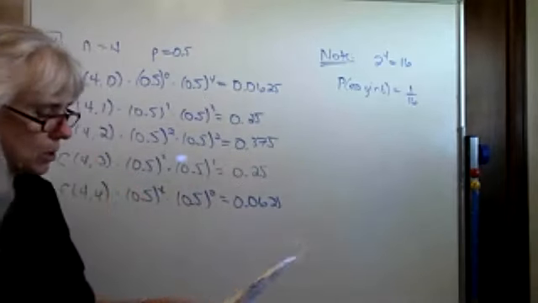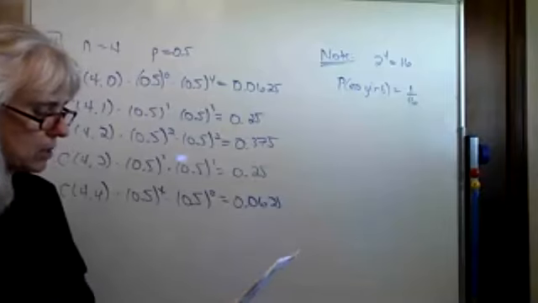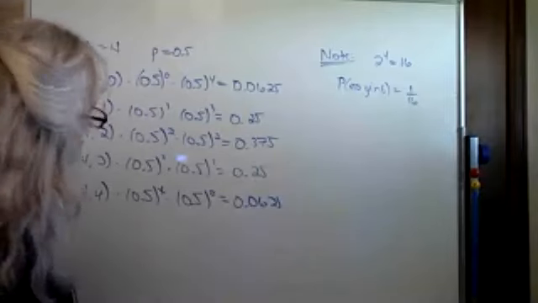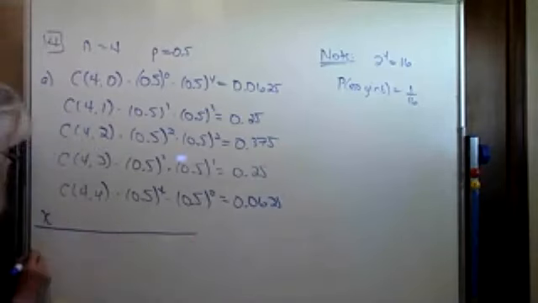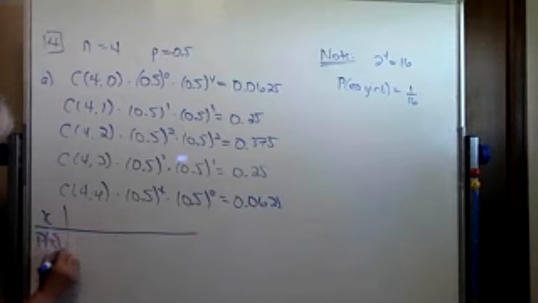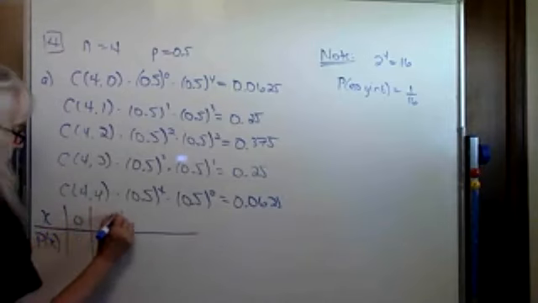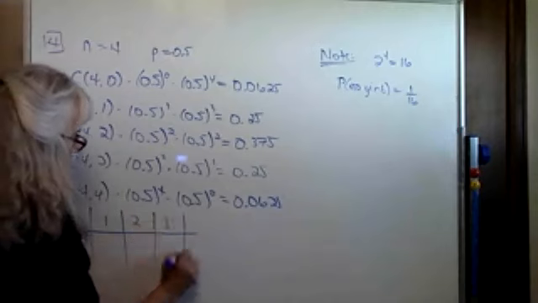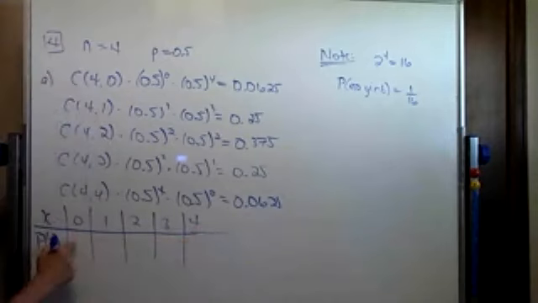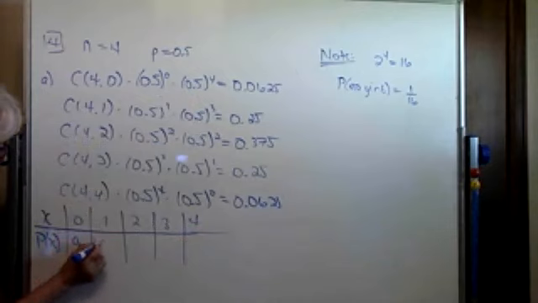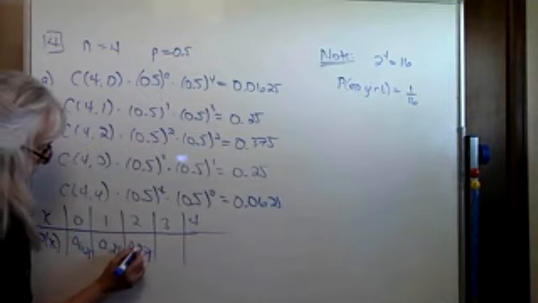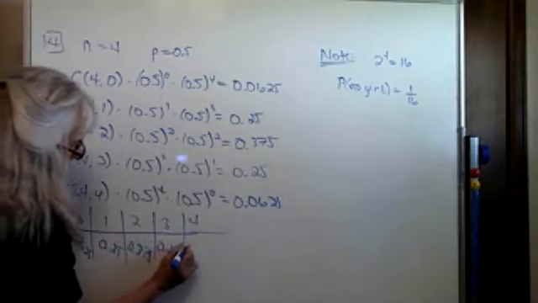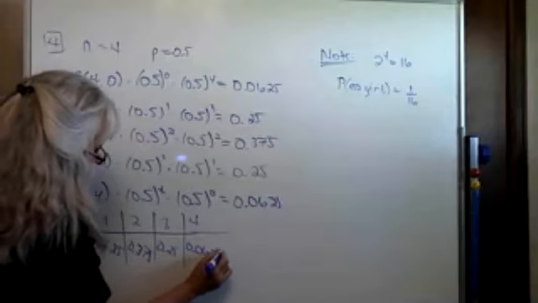Part B says to construct the binomial distribution and draw the histogram associated with the experiment. So the distribution, and I'll definitely run out of room, would be this. We would have no girls, 1 girl, 2 girls, 3 girls, or all 4 girls. And we said that this was 0.0625, this was 0.25, 0.375, 0.25, and then 0.0625.